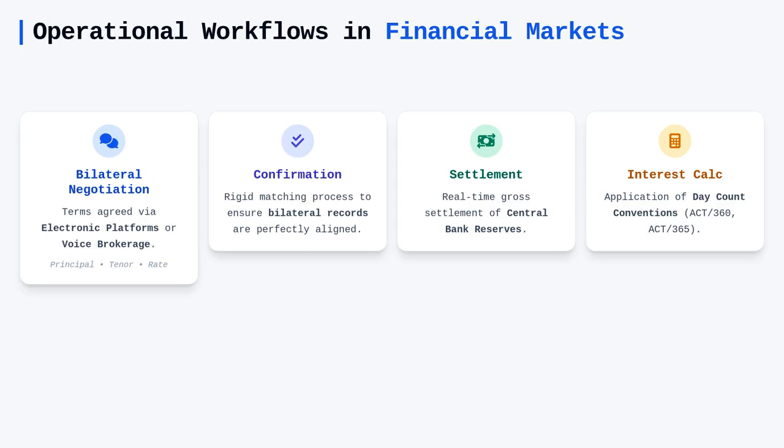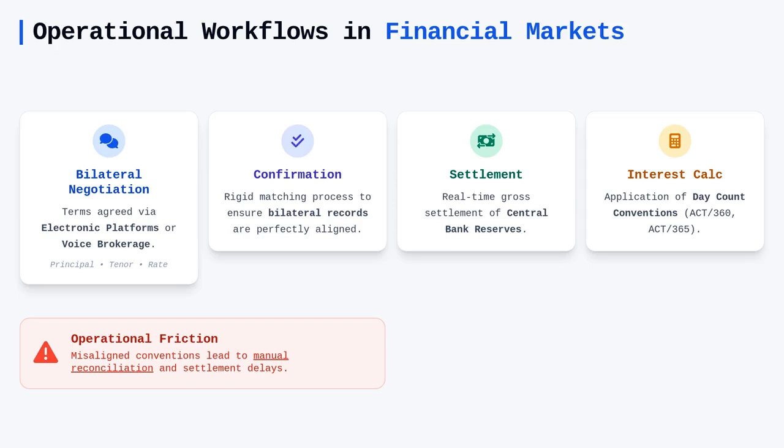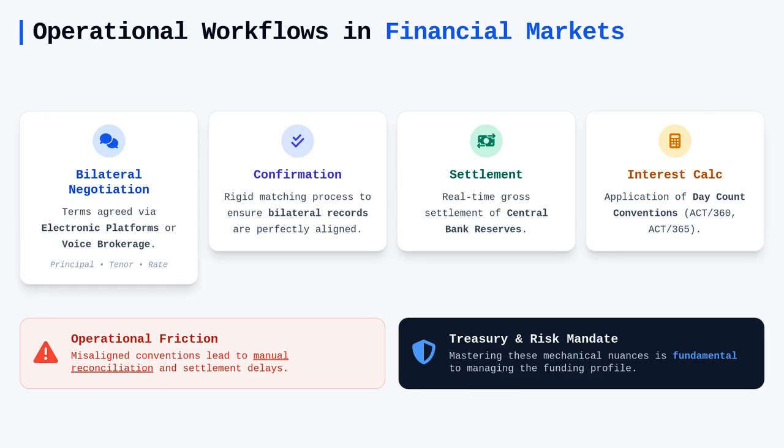The calculation of the interest amount involves specific day count conventions, such as Act 360 or ACT 365, which dictate the daily interest accrual on the principal. Failing to align these conventions at the start of the trade leads to operational friction that can necessitate manual reconciliation. As someone working in treasury or risk, mastering these mechanical nuances is not optional. It is fundamental to managing your institution's funding profile.